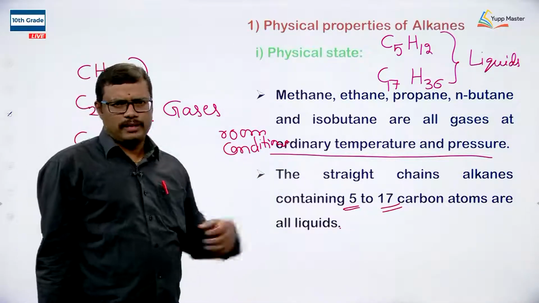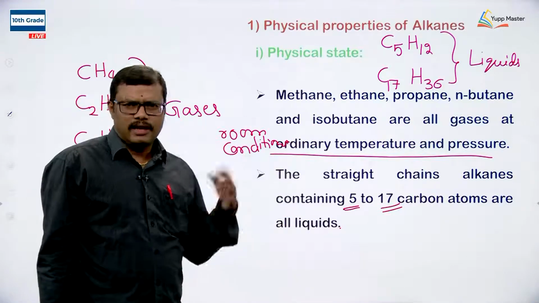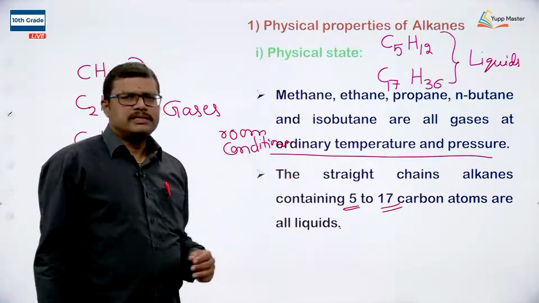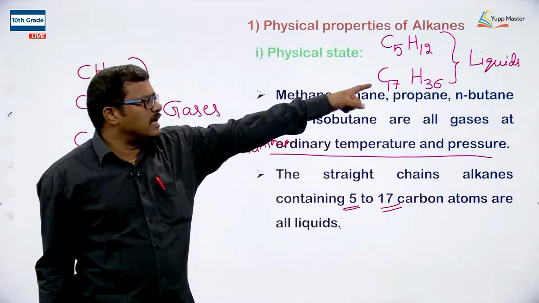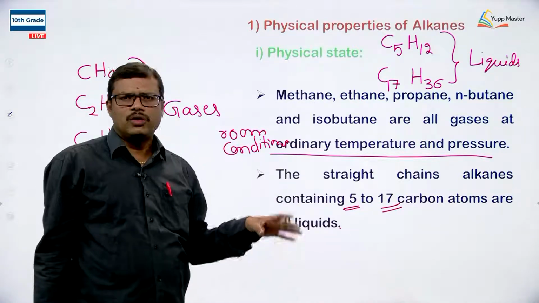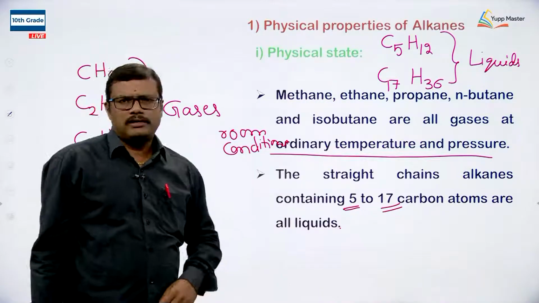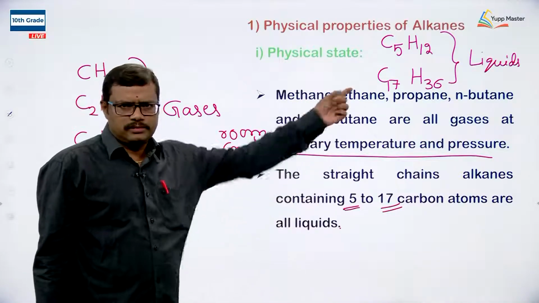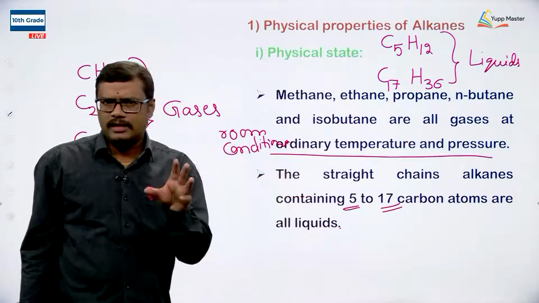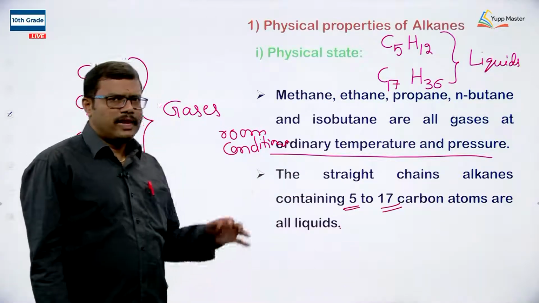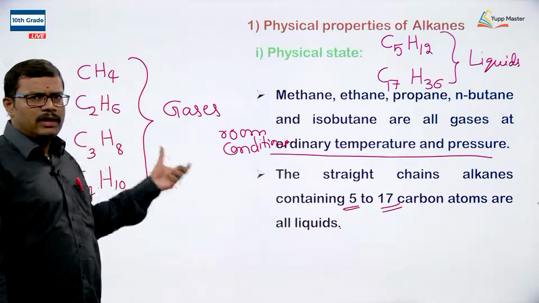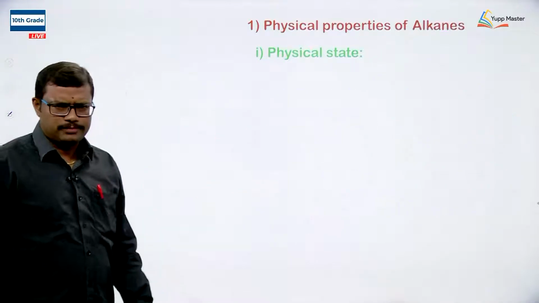Generally, petrol is a combination of hexane and other hydrocarbons. Hexane means 6 carbon atoms. So, they exist as liquids. Diesel also is a combination of decanes and heptanes, etc. There also you can find they are all liquids at room temperature. Therefore, petrol and diesel are liquids at room temperature, whereas in the LPG cylinder, butane and propane are gases. So, you can easily remember.